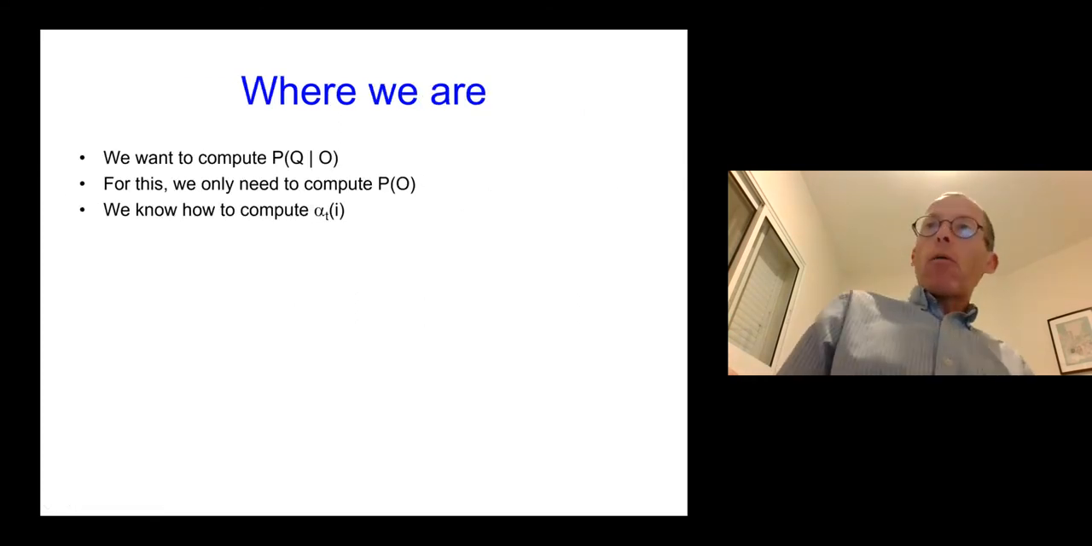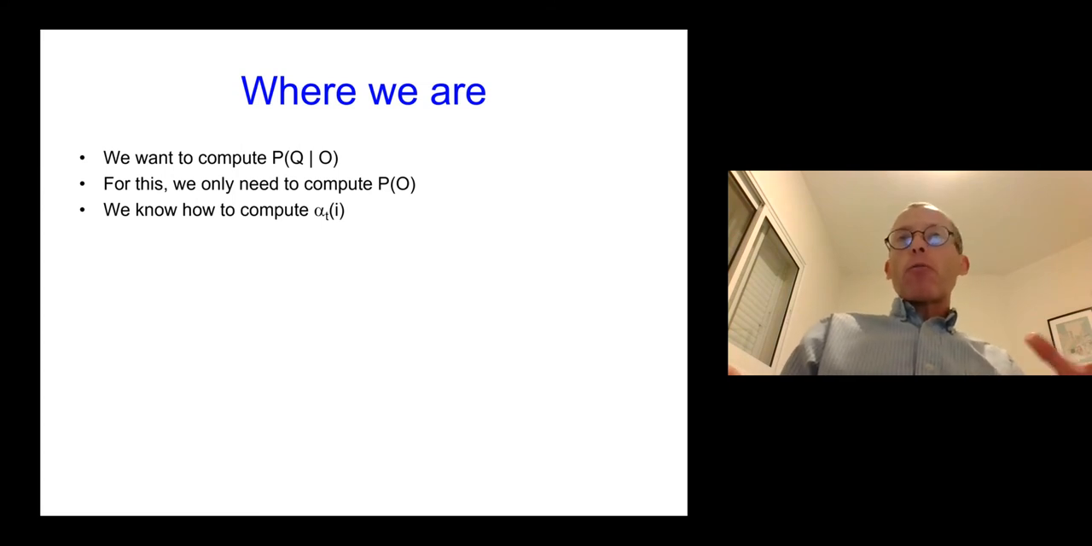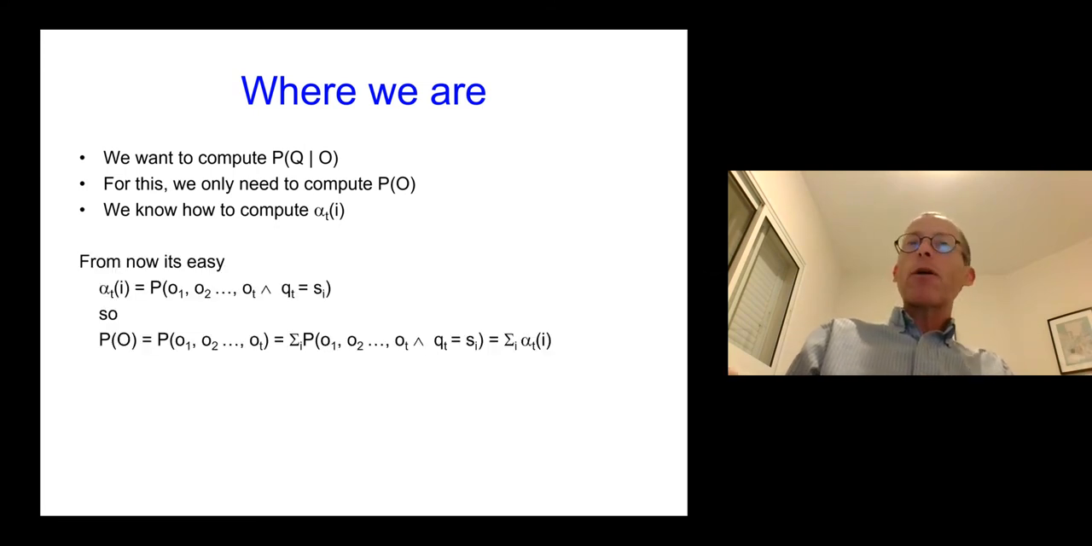Okay, so let's go back to our problem. We want to compute P of Q given O. We said for this, we only need to compute P of O, but we didn't really compute P of O, we computed alpha T. So how do we compute P of O? Well, again, we can use the summation rule. If I want to compute P of O, which is basically P of O1 to OT, that's the observation, we have to be in a specific state at time T. So we just sum over all the states I, of O1 to OT and QT equals S_I, which by definition is alpha T of I.